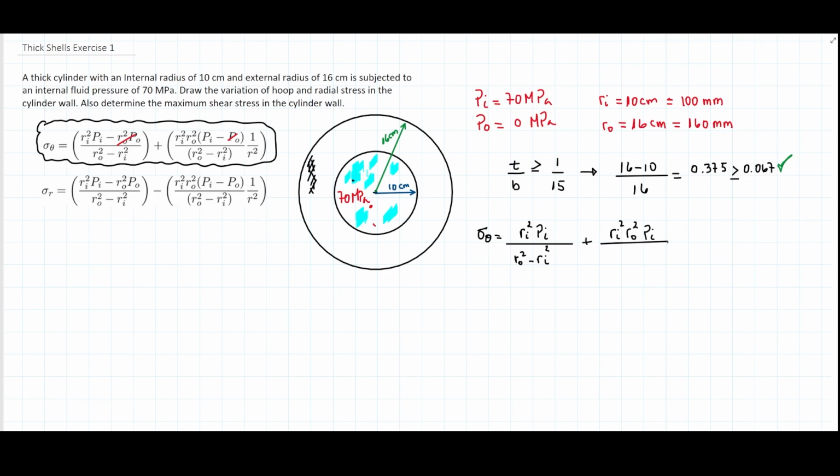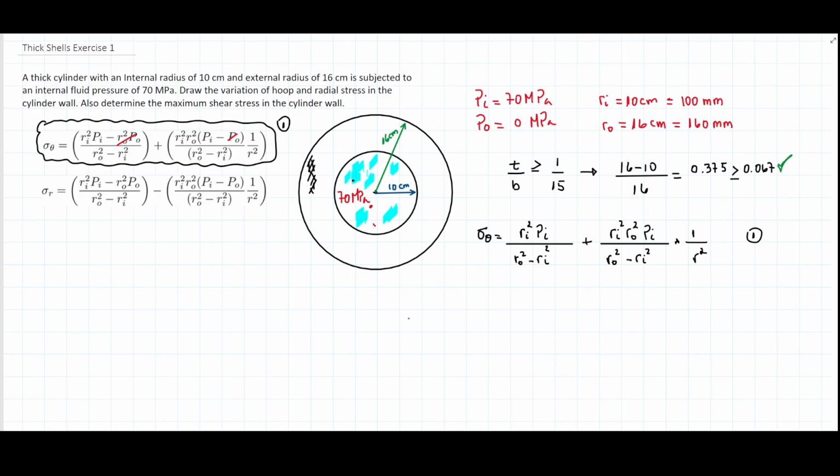This is also going to be divided by the difference of the squares in here. And this term is going to be multiplied by the reciprocal of this term here. This is equation 1, after considering that there is no external pressure.